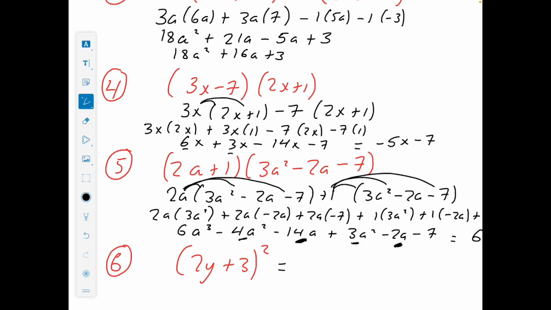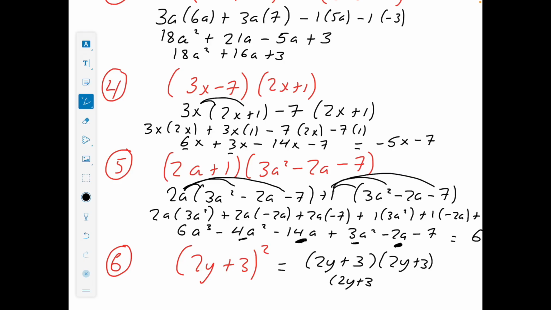Okay, and our last example, this is another thing you need to learn off. So if you have a bracket to be squared, the easiest way to do it is we're just going to write it out twice. So 2y plus 3 by 2y plus 3. Okay, kind of just think of it in real life terms. So if you have 4 squared, the answer is 16. How do you get that? It's 4 by 4. So here we're doing the same thing. We'll just write out the bracket twice.